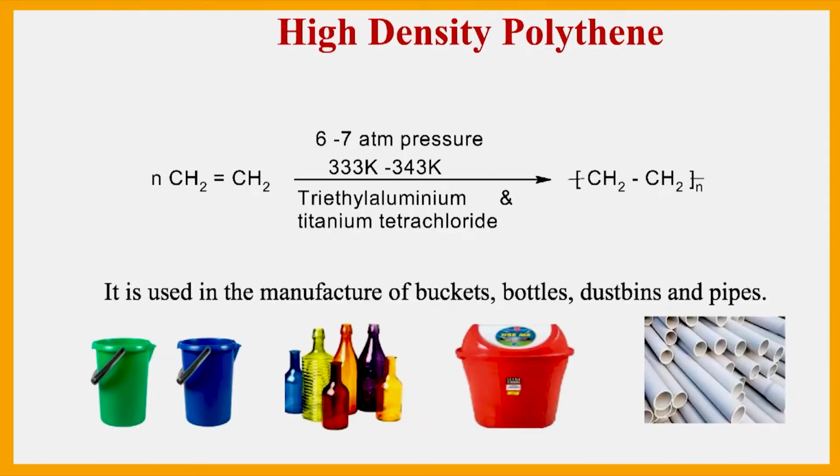Another is high density polyethylene. High density polyethylene is obtained by addition polymerization at 6 to 7 atmosphere pressure and 333 Kelvin to 343 Kelvin, using triethyl aluminum and titanium tetrachloride as catalyst. It is very important to know that this catalyst is the Ziegler-Natta catalyst, so it is important even for the examination. It is used in the manufacture of buckets, bottles, dustbins and pipes.